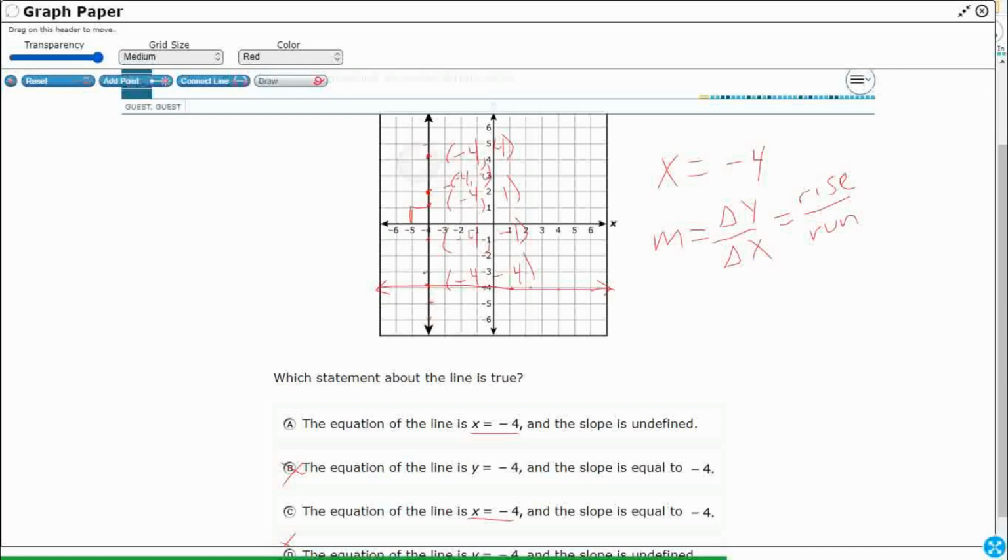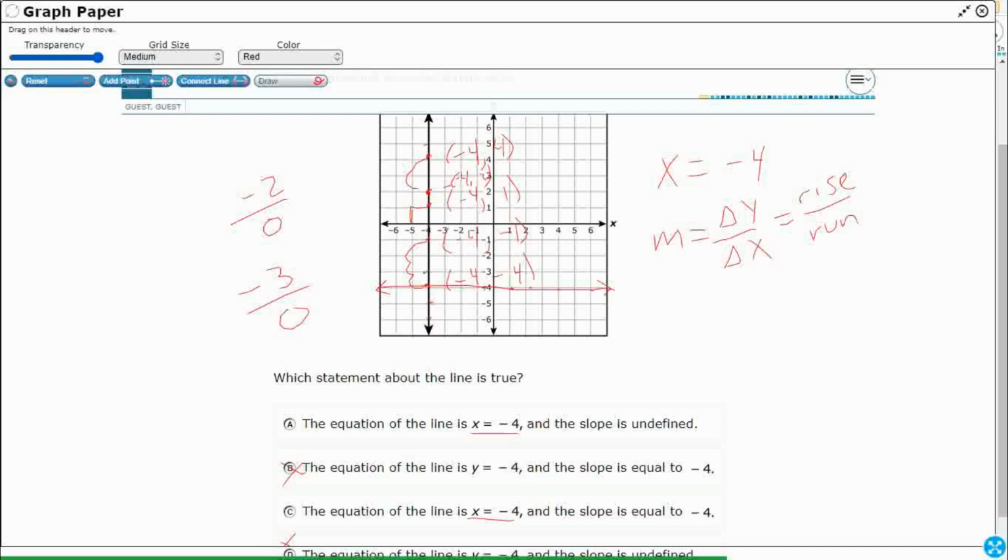So I went down 2, and then I didn't go side to side any. I stayed at the same x-coordinate, so it'd be over 0. Or I can do this one right here, -4, 1. I can go down to -4, 4. So I went down 1, 2, 3, so that'd be -3. But then I didn't move side to side any. There's no change in x, so it'd be 0.